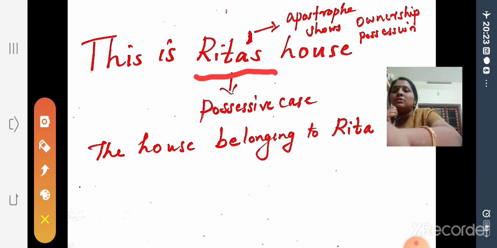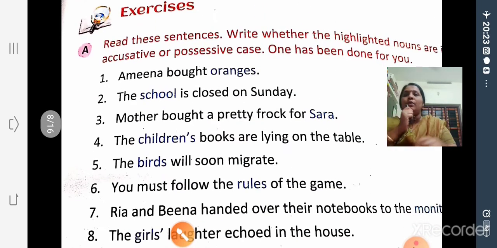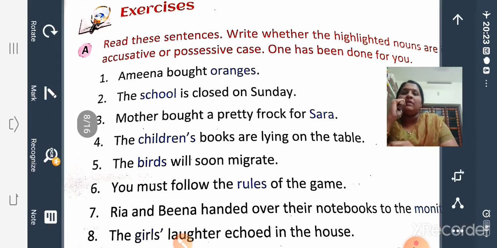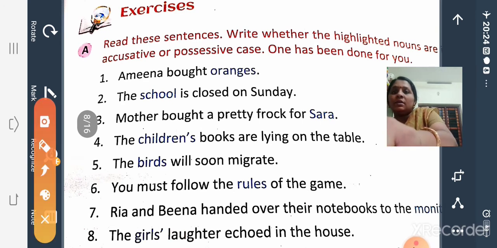Okay, let us do some exercises given in your textbook. Listen carefully. Read these sentences. Write whether the highlighted nouns are in accusative or possessive cases. So we have to tell whether the highlighted nouns are in accusative or possessive cases. Highlighted, can't see here. Okay, the first question: Amina bought oranges. The highlighted noun here is oranges. So it is very easy.